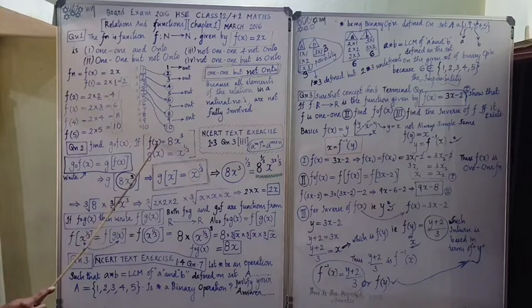If you put 1 here, then we put the value 1 over here: 8 into 1 cube, that is 8. F of 1 is 8. Then g of x: when we put x to be 8, 8 raised to 1 by 3 is the cube root of 8. Any power written as 1 by 3 is called a cube root. When it is written in the form 1 by 2, it is called a square root.